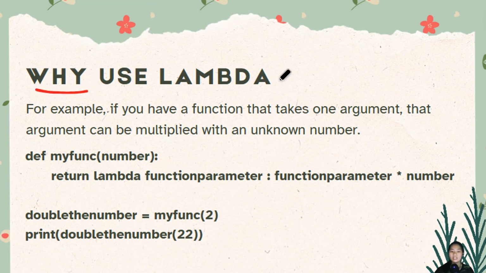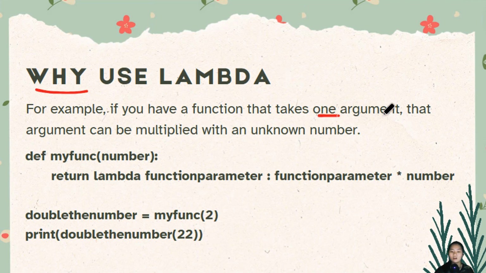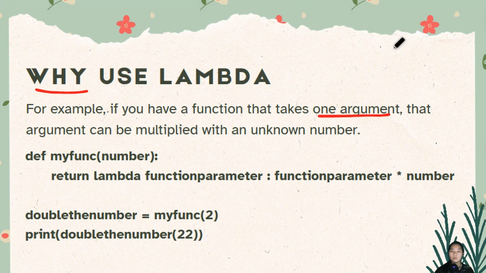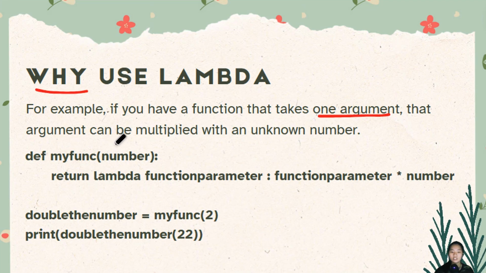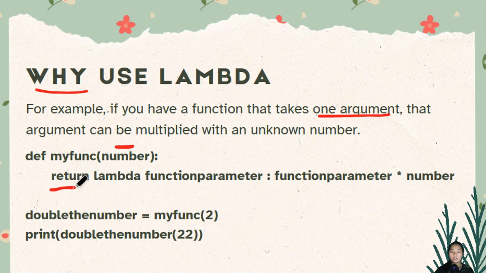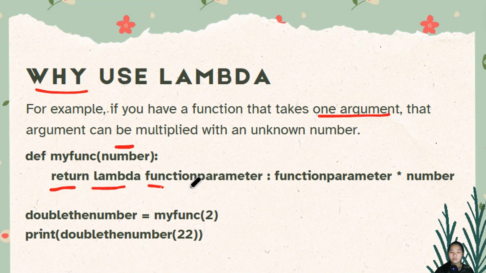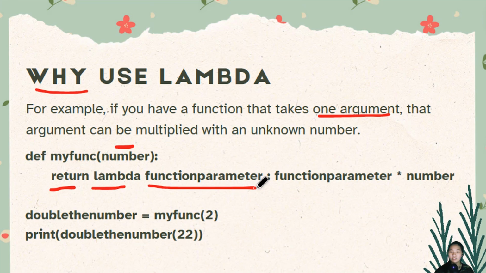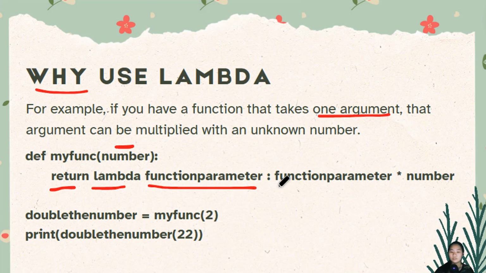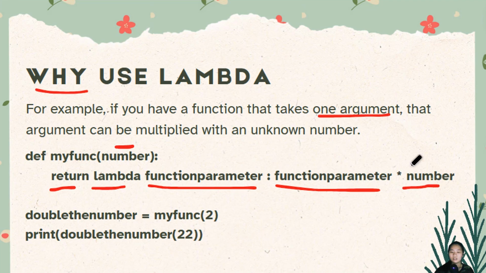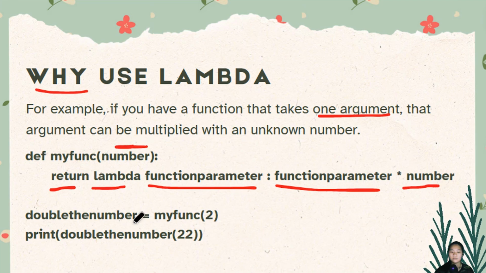Why bother using lambda at all? For example, if you have a function that takes one argument, that argument can be multiplied by an unknown number. My function takes number as an argument, with a return statement that we've learned in the previous lesson, which I do hope you'll check out. Lambda function parameter, once again a placeholder, you can name it anything. I just made it a bit longer for clarity. Function parameter times number, meaning this number over here.